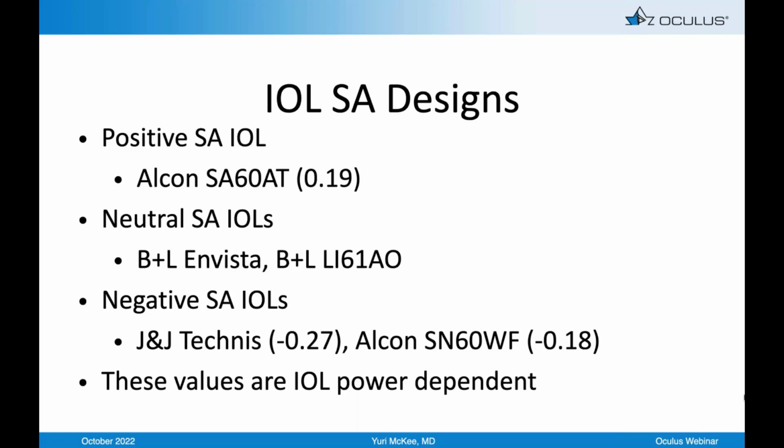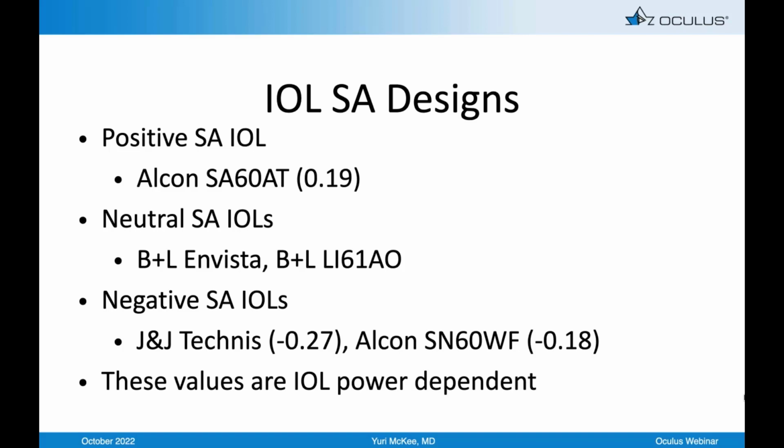So which lenses should we use then in these weird cases? Well, the Alcon SA60 AT has positive spherical aberration of about 0.19. It's very important to point out that's for the average power lens, and it is power dependent. So the higher the power of the lens, the more the positive spherical aberration. For almost all these cases, the corneal spherical aberration was too high. Please don't add to it with the SA60 AT.